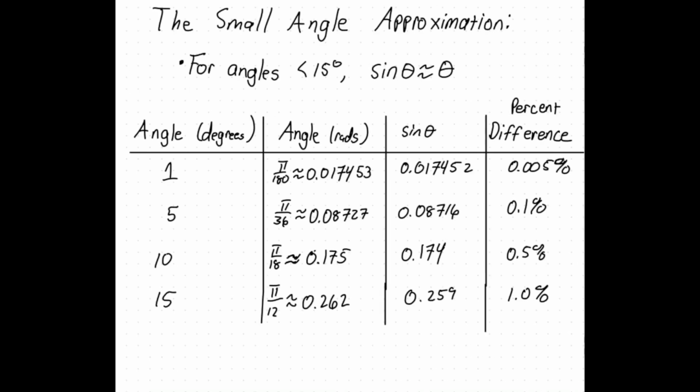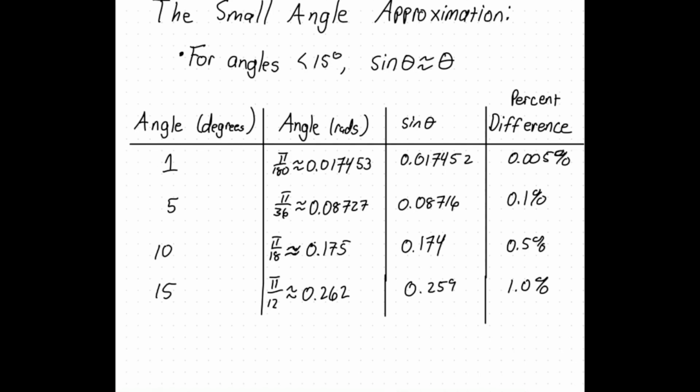So here's a table that I made, and I did these calculations kind of quickly, so hopefully they are correct, but more or less they illustrate what's going on here. The angle for 1 degree is pi over 180 radians, which, if you approximate that in your calculator, you should get somewhere around 0.017453. If I plug that same angle, pi over 180, into sine of theta, I would get 0.017452. So not much of a difference there.